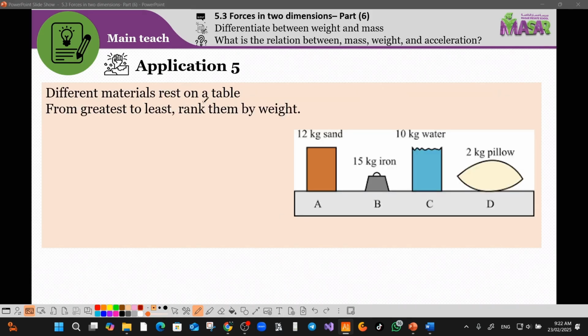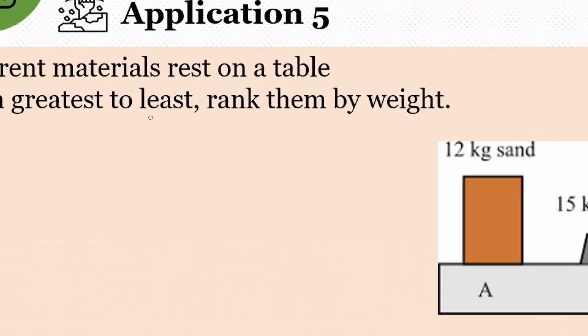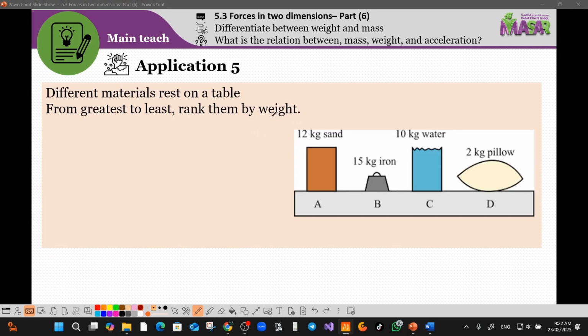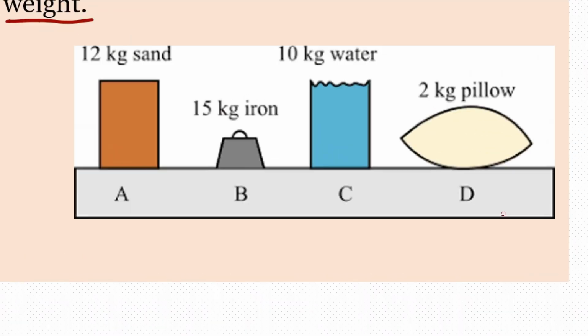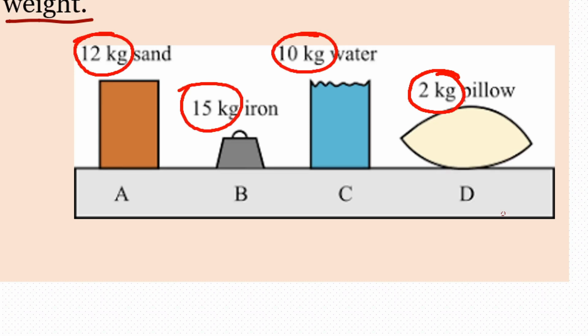Different materials rest on a table. Rank them from greatest to least by weight. And what do I mean by weight? By the Fg. Now, as we can see here in this picture, we have different materials with different sizes, but we know that the size has nothing to do with the force of gravity. We just focus here on the masses. This is 2 kilogram, 10, 15 kilogram, 12 kilogram.